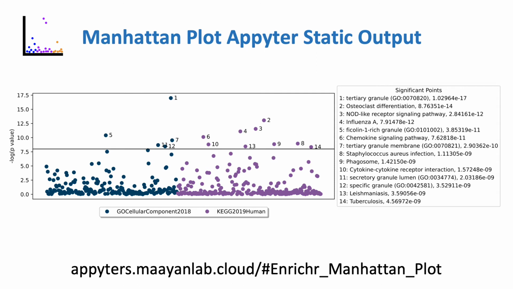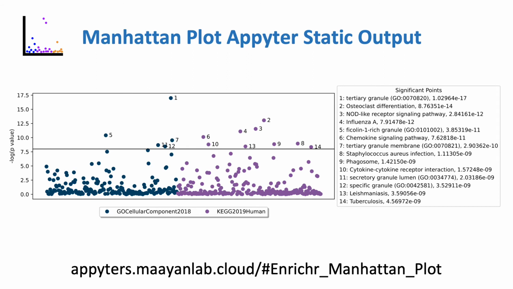The first output is a static Manhattan plot. Pictured here is a sample output using the COVID-19 upregulated signature. The y-axis is the negative log of the p-value for each term, and the x-axis consists of terms which are grouped by Enrichr library. In the static plot, which is shown here, if a significance value is provided, then the significant terms are labeled and their p-values are displayed in a legend to the side.